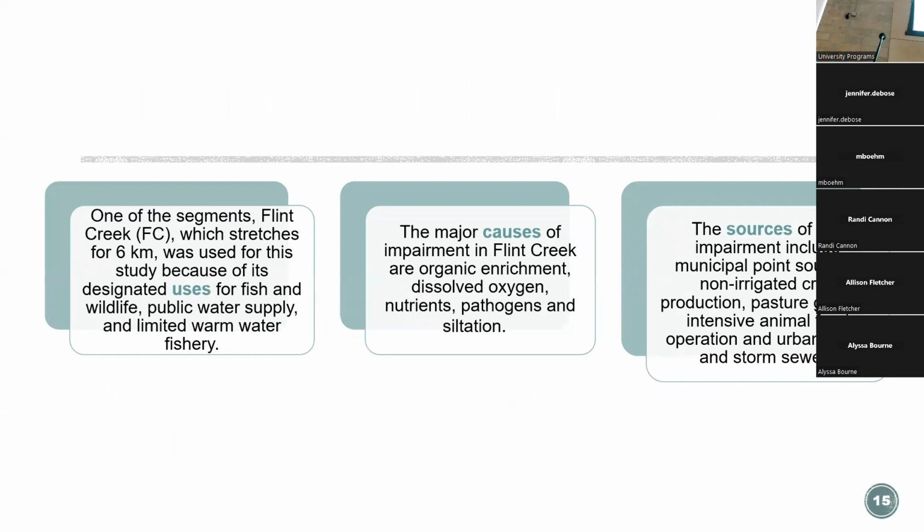And so one of the segments, Flint Creek, within the watershed, stretches for 6 kilometers and was used for this study because of its designated uses for fish and wildlife, public water supply, and limited warm water fishery. The major causes of impairment in this watershed are organic enrichment, dissolved oxygen, nutrients, pathogens, and siltation. The sources of this impairment include municipal point sources, non-irrigated crop production, pasture grazing, intensive animal feed operation, and urban runoff and storm sewers.